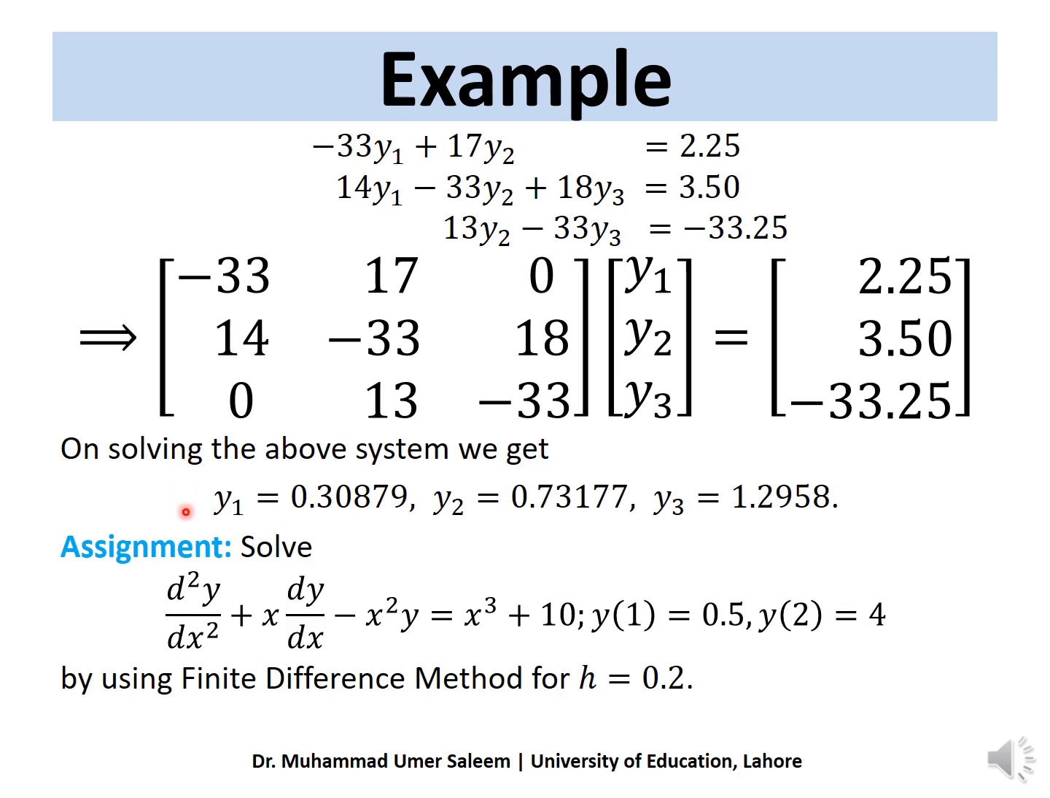So these are the following will be the answers you will get from this system. So y1 is 0.30879, y2 is 0.73177 and y3 is 1.2958. So these are the values of y1, y2, y3, which is value of y corresponding to x1, x2 and x3. So this is the final answer. So actually this boundary value problem is solved from 0 to 1.